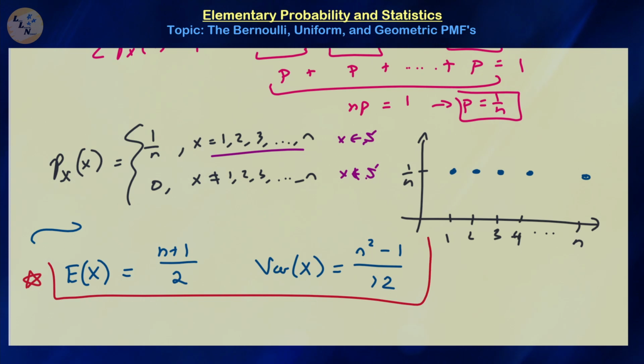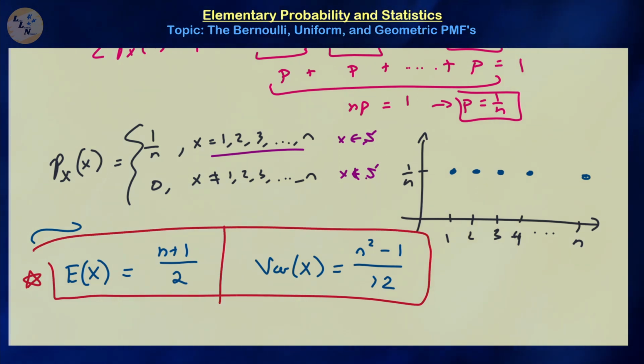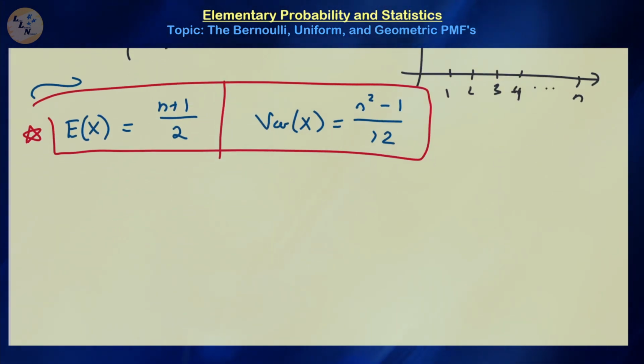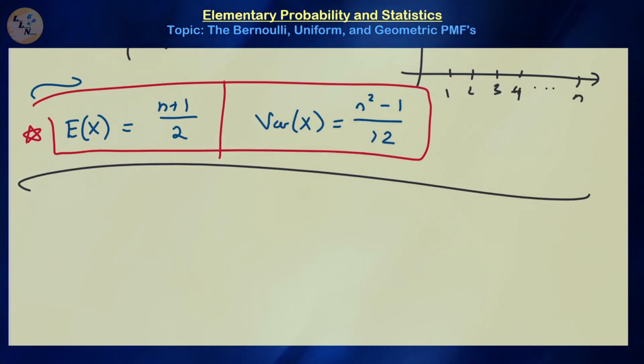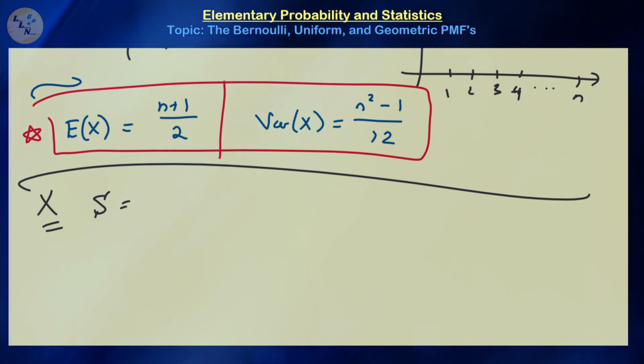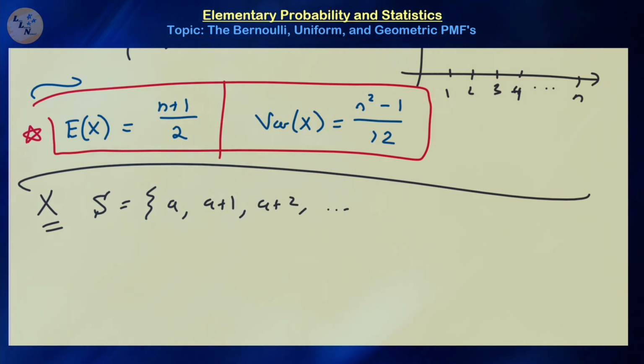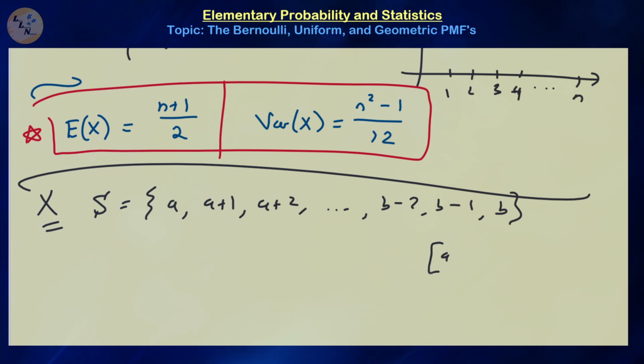So for at least this type of uniform random variable, you have these two special formulas that always work. Now, some people will define the uniform random variable in a different way. For example, you can define x on the interval a plus 1, a plus 2, all the way down to, say, b minus 2, b minus 1, down to b, right? So instead of taking 1 to n, now we're going to be looking at a to b, so it's just going to be a generic interval.